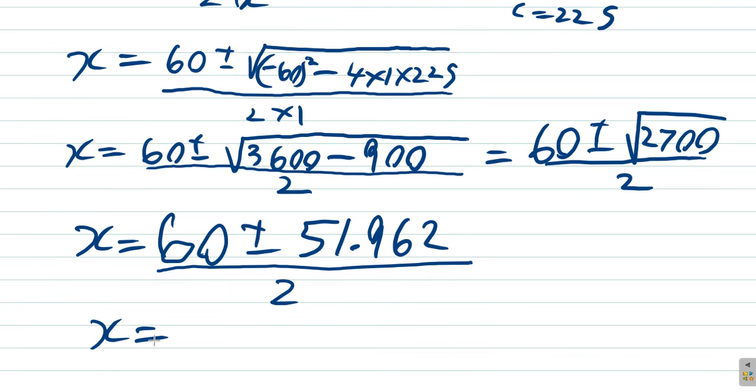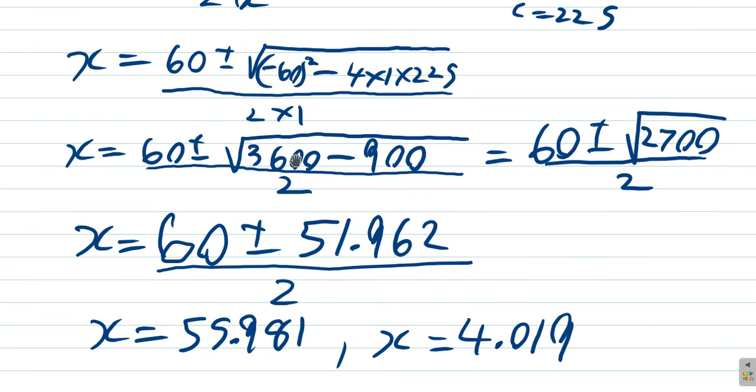So x would be equal to, in one case, 60 plus 51.962 and divide that by 2. What do you get? 55.981. x is 55.981. And the other value is when it says 60 minus 51.962, and then you divide by 2. So x can also be 4.019. Those are two values of x.